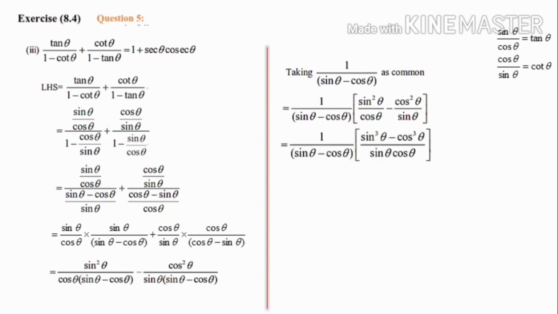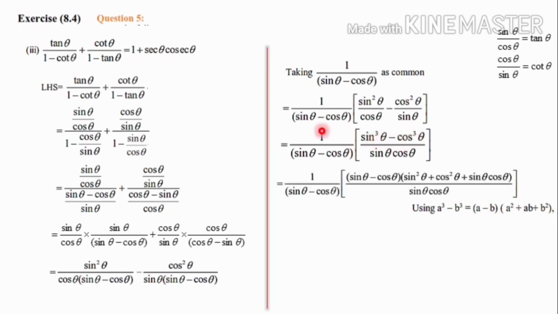Then again taking LCM, 1 by sin theta minus cos theta, here cos theta into sin theta is the common LCM. Then sin theta into sin square theta, that is sin cube theta, minus cos theta into cos square theta, that is cos cube theta, divided by sin theta into cos theta. We have already learned the formula for a cube minus b cube: a cube minus b cube is equal to a minus b into a square plus ab plus b square. By using this identity, we have to expand this sin cube theta minus cos cube theta, while 1 divided by sin theta minus cos theta remains the same.